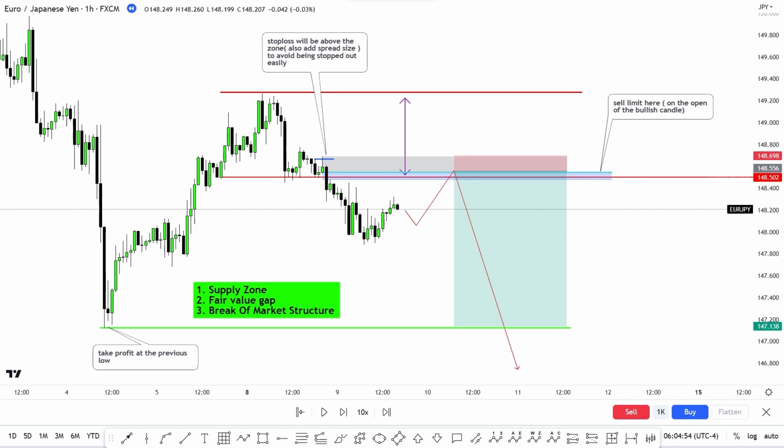Then you will put a sell limit order on the bullish candle's open before a bearish candle that we drew the zone at. And also make sure that you calculate and add the spread size above the zone to avoid being stopped out.